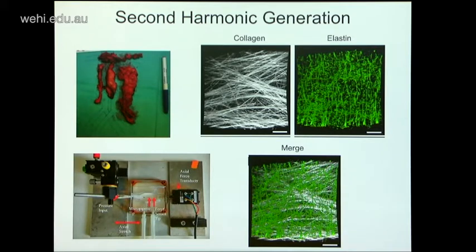But we've done this without the expense of having to make any transgenic animals, or having to use any sort of labeling whatsoever. So that's why you want to think of your SHG as well, because you can get all this information about the structure of your tissue without having to use fluorescence.